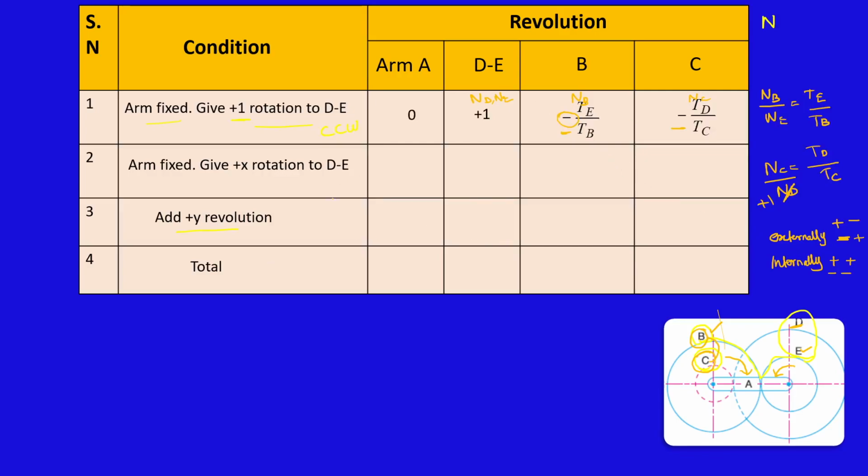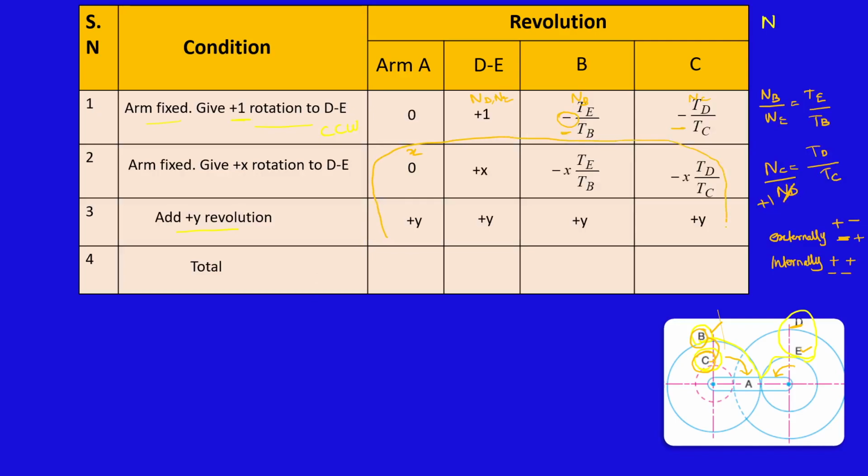Now coming to the second row. What is the difference between the second row and the first row? Same thing, only we are multiplying with x. 0 into x is 0. 1 into x is x. Minus TE by TB into x is minus x TE by TB. Then finally minus x TD by TC. Then we are adding y revolution to all the gears. Then finally we need to add 2 and 3.